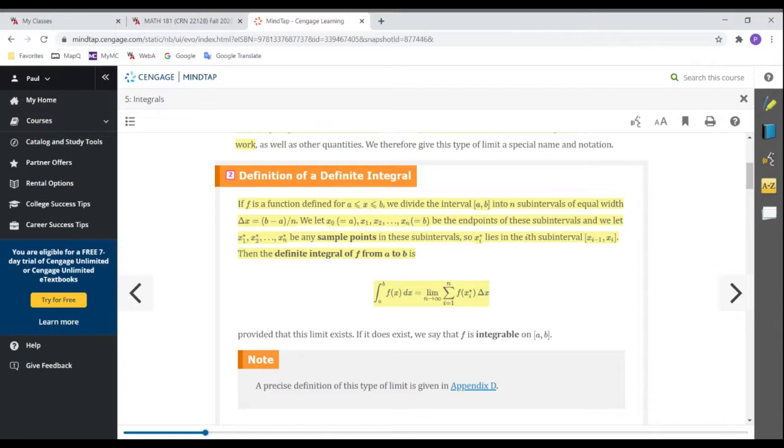Sample points could be midpoints. So the heights of the rectangles could be defined by the values of the function at the midpoints of each subinterval. But in fact, you can pick any point in each subinterval. You can choose your points any way you want, and you're going to be finding the area underneath the curve, and that's called a definite integral.